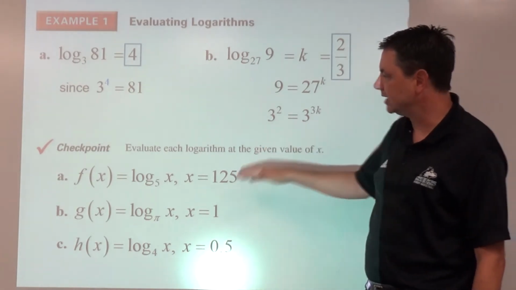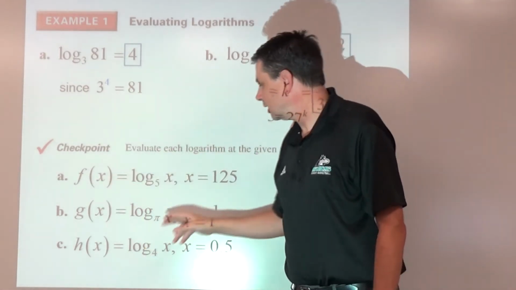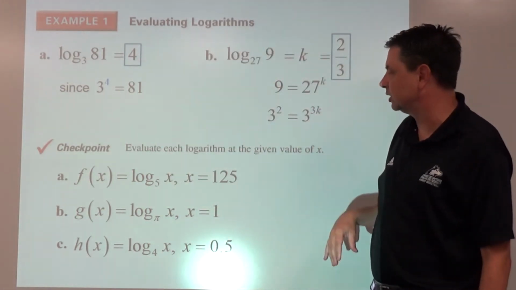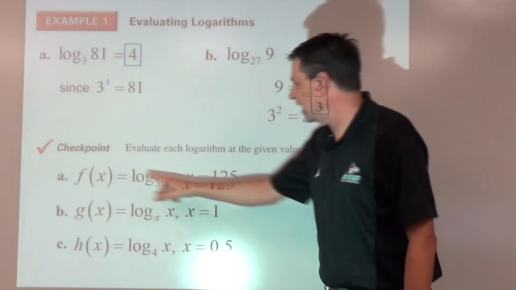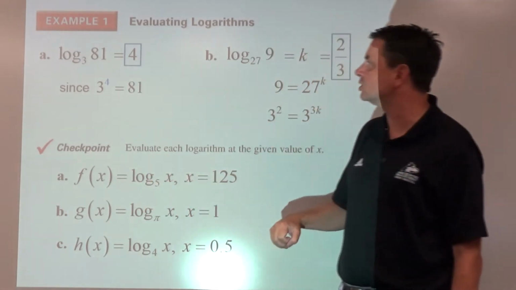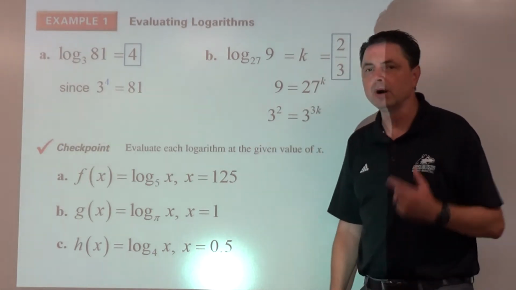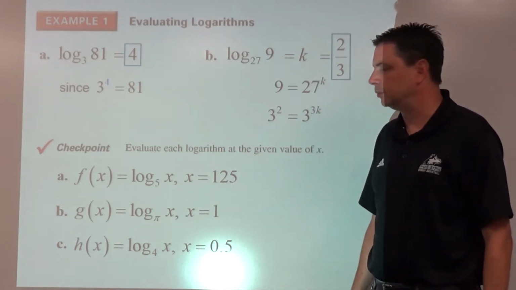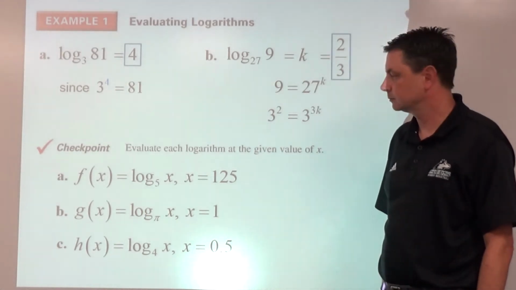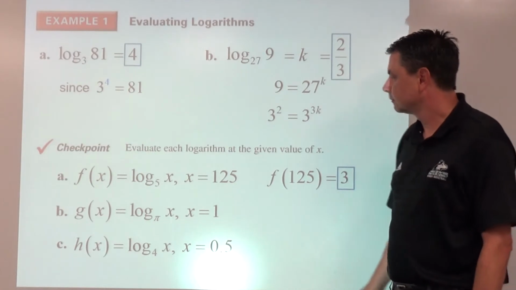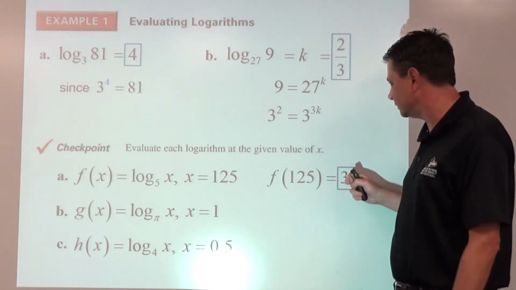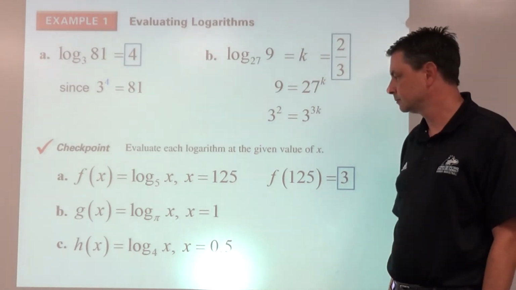All right, so checkpoint. See if you can go ahead and evaluate. It's another way of looking at it. It's basically the same thing as example number 1, but if we're doing f of 125, we'd just be doing log base 5 of 125 and evaluate. Pause the video here while you work through A, B, and C. First one, pretty easy one. 5 to what power is 125? Answer is 3.